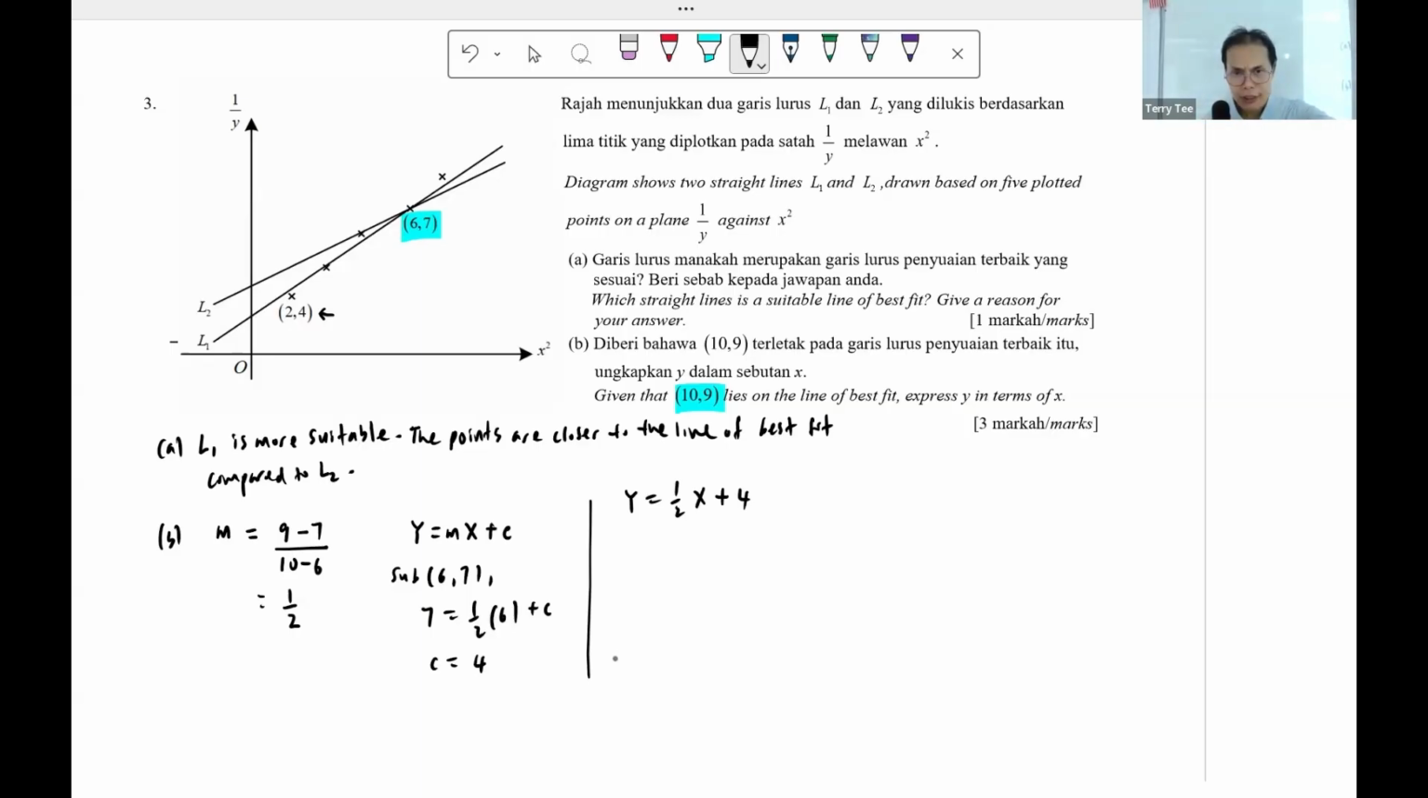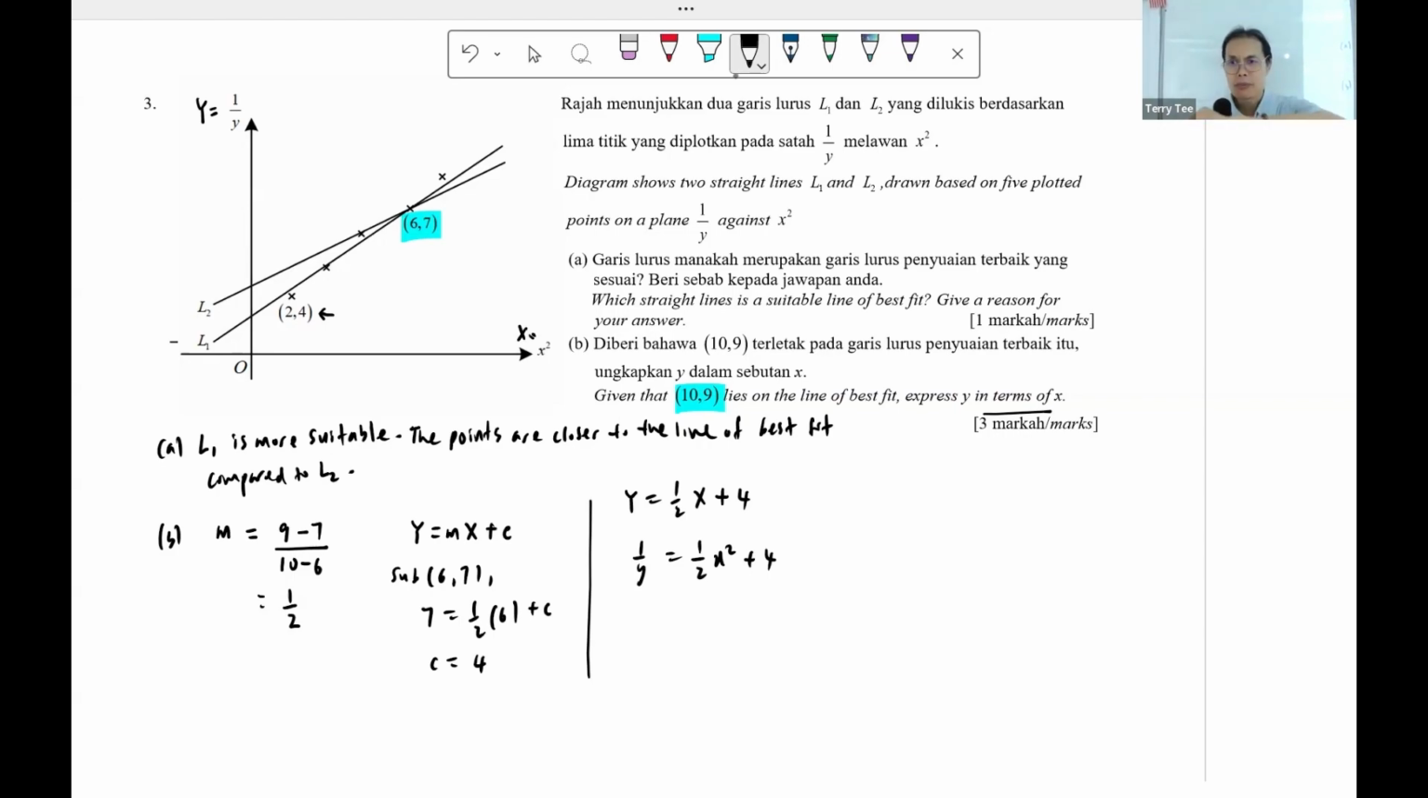But then, everyone, what are we finding? We're finding y in terms of x. This big Y represents the variable on your y-axis. This big X represents the variable on your x-axis. So your big Y is 1 over y. Your big X is x squared. So our goal is to solve for y.